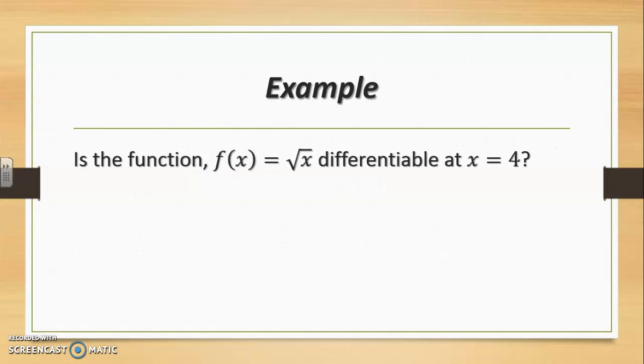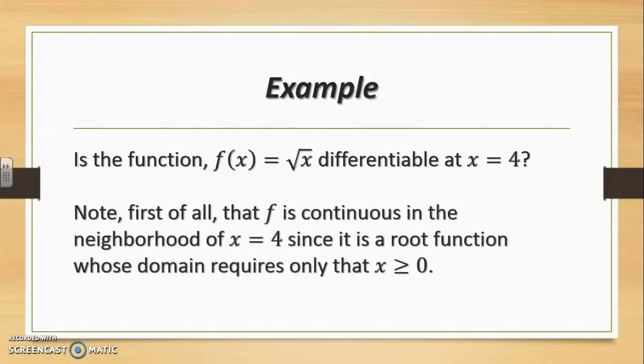Example number 1. Is the function f of x equal root of x differentiable at x equals 4? Let's note first of all that f is continuous in the neighborhood of x equals 4 since it is a root function and its domain allows for all values of x that are greater or equal to 0. So we're not at the border of the domain, we're well within the domain where the function is clearly going to be continuous.